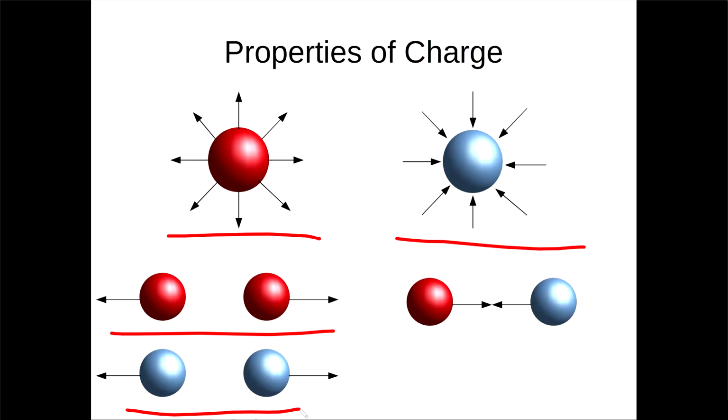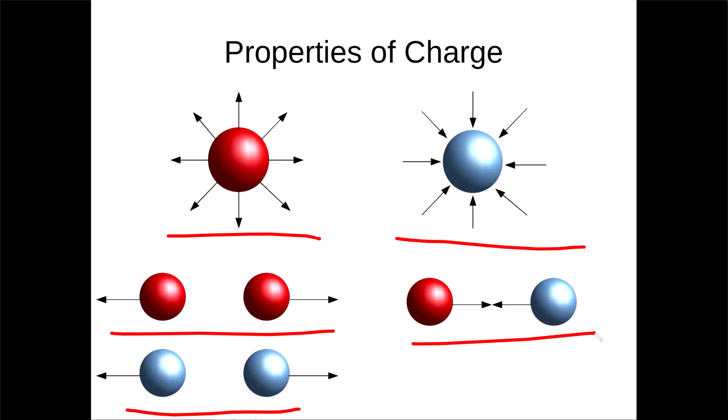Likewise, with two negative charges, if they're like charges, they will repel each other, so they will have a repulsion force between them. Their electric fields interact with each other. We'll see that in the next couple slides. Their electric fields will interact with each other and they will repel each other. So like charges will repel.